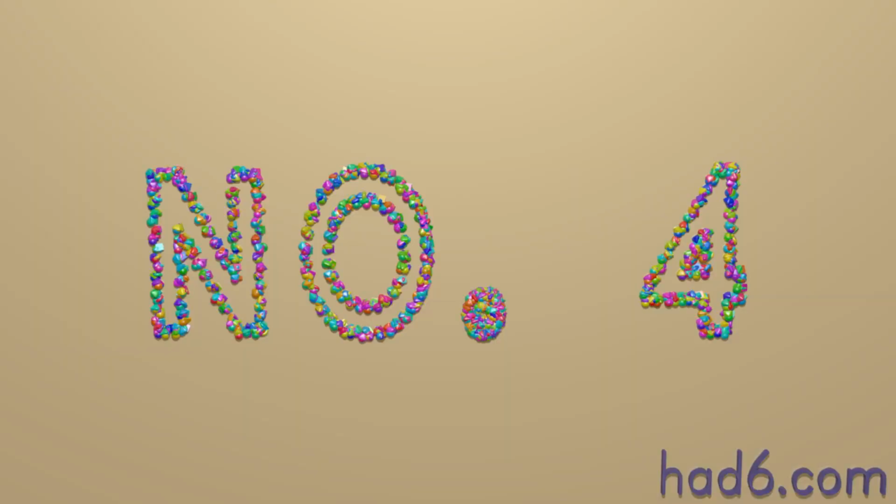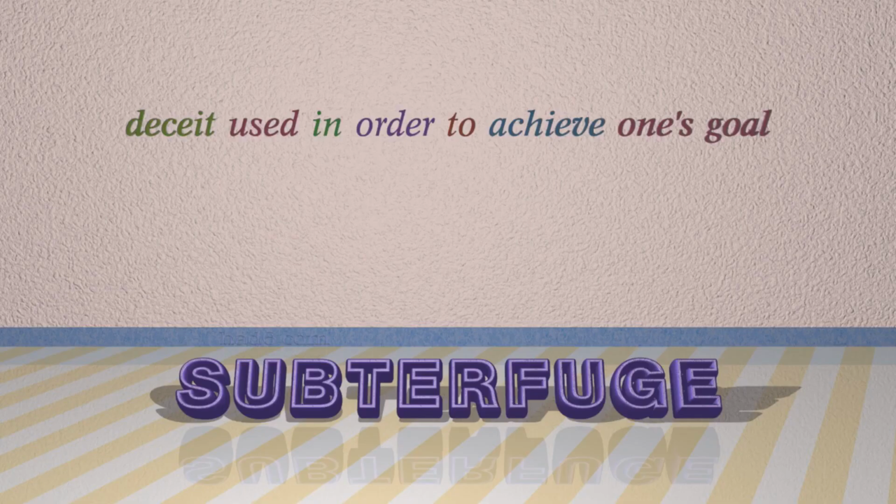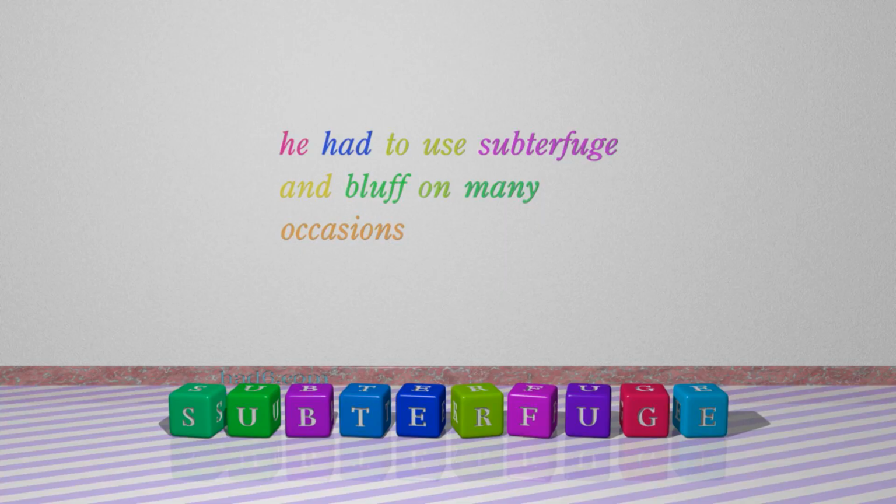Number 4. Subterfuge. Which means deceit used in order to achieve one's goal. Subterfuge. For example, he had to use subterfuge and bluff on many occasions.